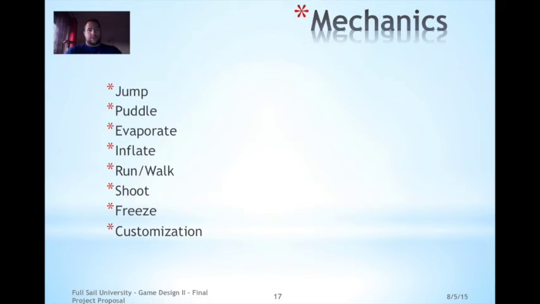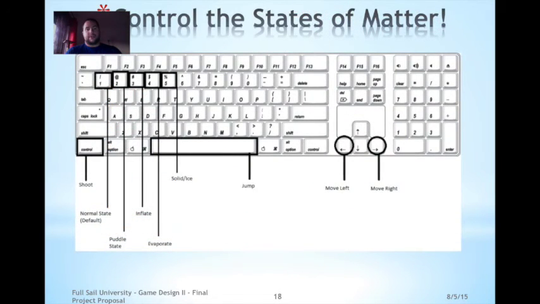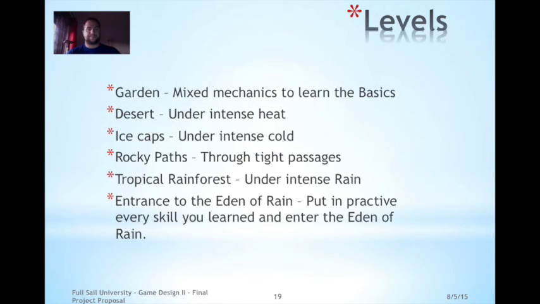Here is a bit of a summary of the core mechanics and how the player controls the game. He controls Nimbo with the arrow keys. The digit keys are to change states, control is to shoot, and the spacebar is to jump. There will be themed levels, which will have special weather conditions, and these, like I said before, will have an effect on Nimbo and on how the game is played.